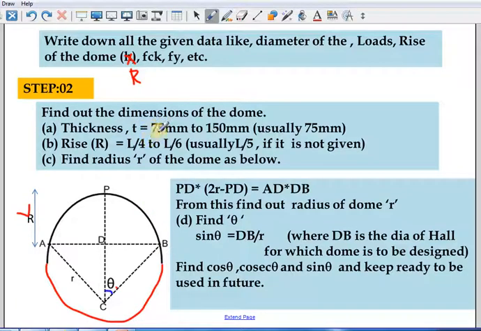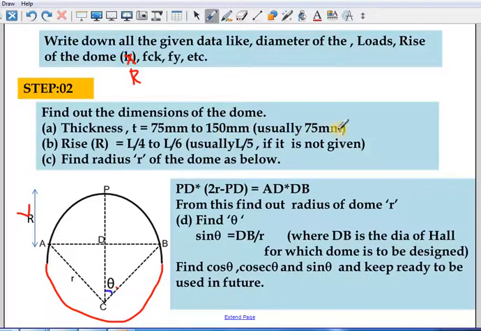The thickness of the dome is normally assumed as 75 to 150 mm. Usually it takes 75 mm. And if both UDL and point load are there, take 100 mm. If it is only UDL, then take 75.